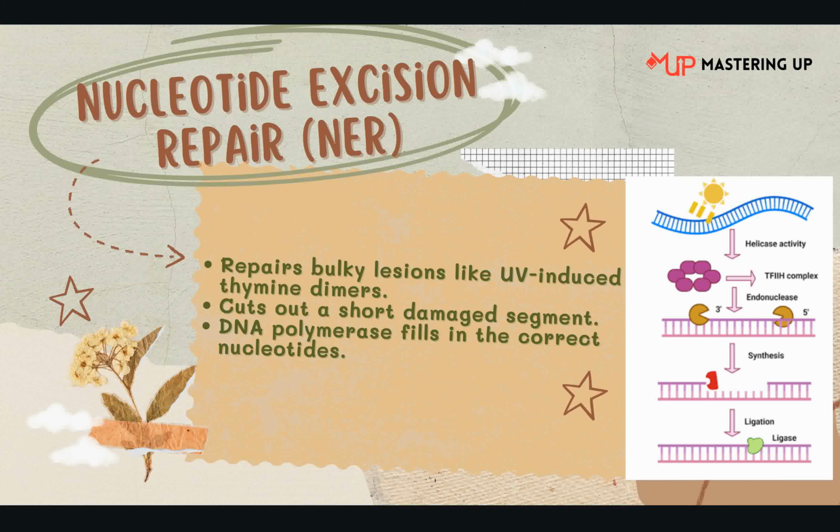Due to UV radiation, a certain part of the DNA segment is damaged, and then a group of proteins identifies this damaged region and removes it. And then, as usual, it is replaced by the DNA polymerase enzyme with the nucleotides which should be correctly present in that particular area.